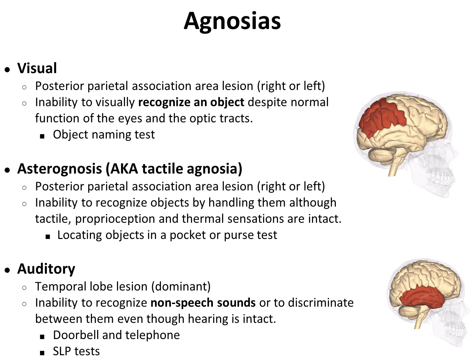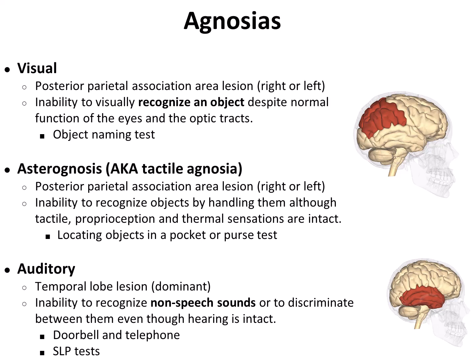We've also talked previously about agnosia, and that's the inability to detect something with one of your senses, even though you can detect it with another sense, and the sense that you're having trouble with is working just fine. It's just not working to communicate information to you. The first kind of agnosia is known as visual agnosia, and it's a lesion of the posterior parietal association area. It could be either the right or left hemisphere of your brain, and it's just the inability to visually recognize an object, despite the fact that your eyes are functioning normally.